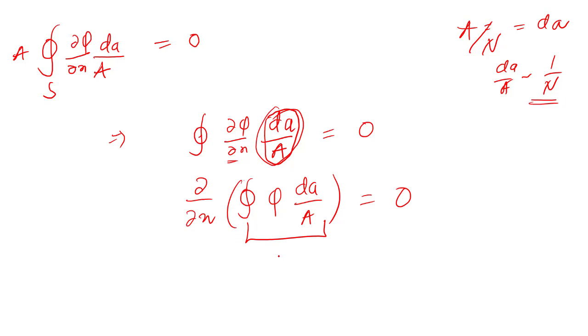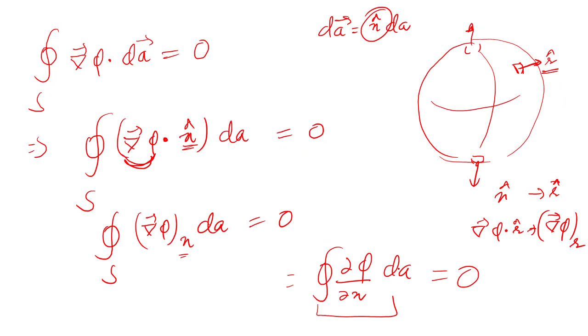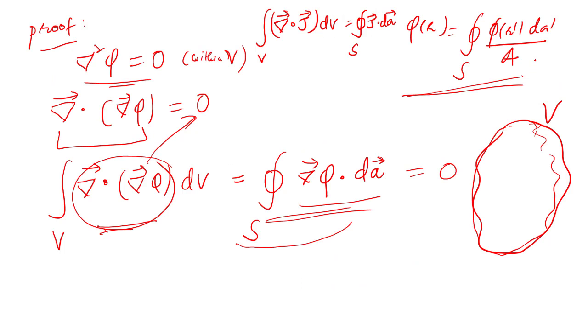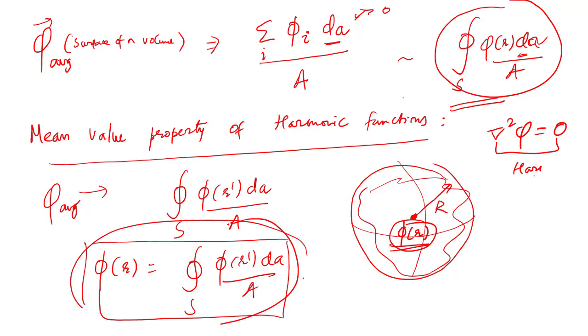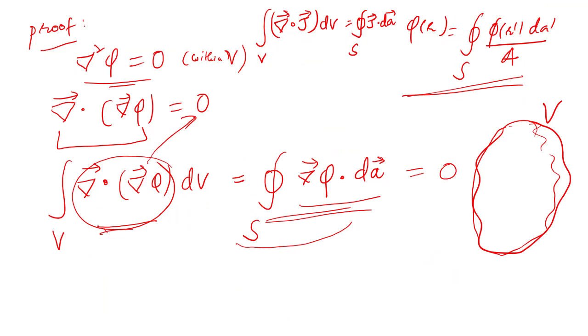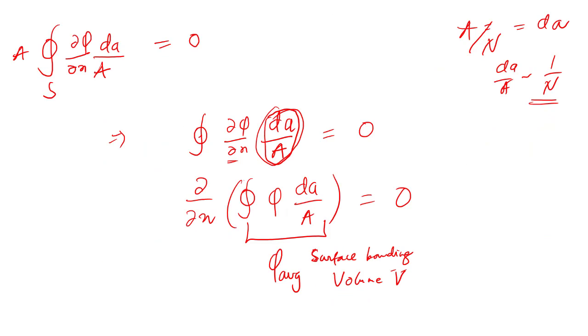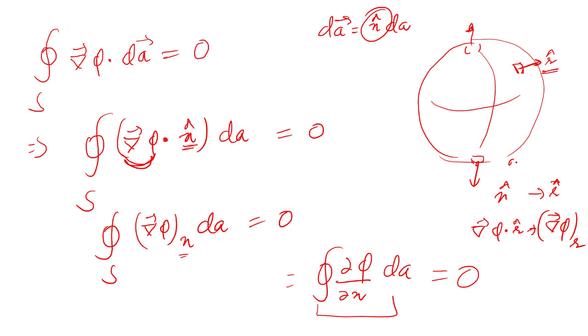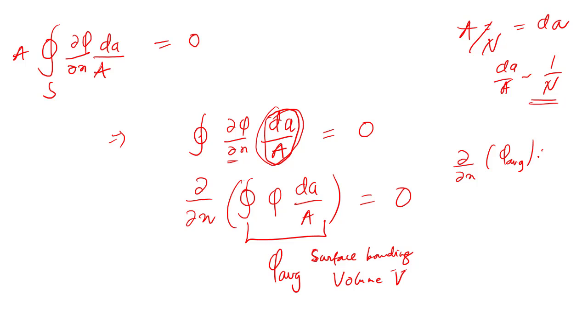But we saw that this is nothing but the average of φ over the surface bounding the volume V. That's what we have seen as the definition of the average, right? So then I can see that the ∂/∂n of this average is equal to 0, right? So the average itself is not changing radially.